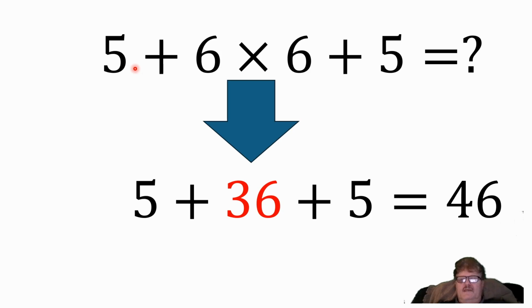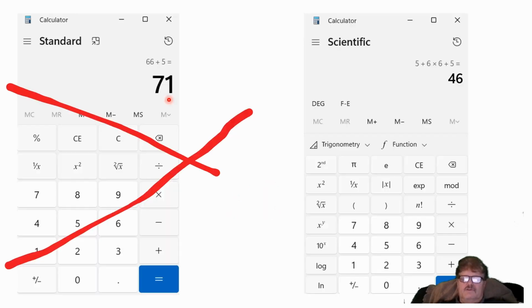Both of those still give you the answer of 46 because the multiplication needs to be solved first. I see a lot of people get confused over calculators too. If you're using a cheap dollar store calculator, or even a Windows computer, this is an example from a Windows computer. If you're using a standard mode calculator and you try to enter this in, you're going to end up with 71, because when this calculator is set in standard mode, it solves in what's known as immediate execution mode.